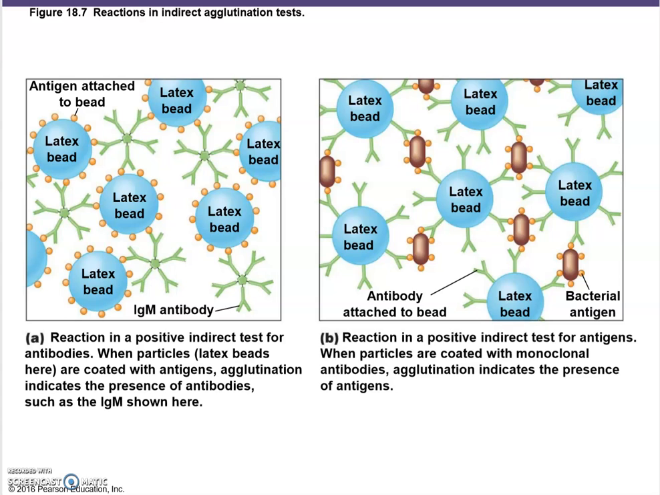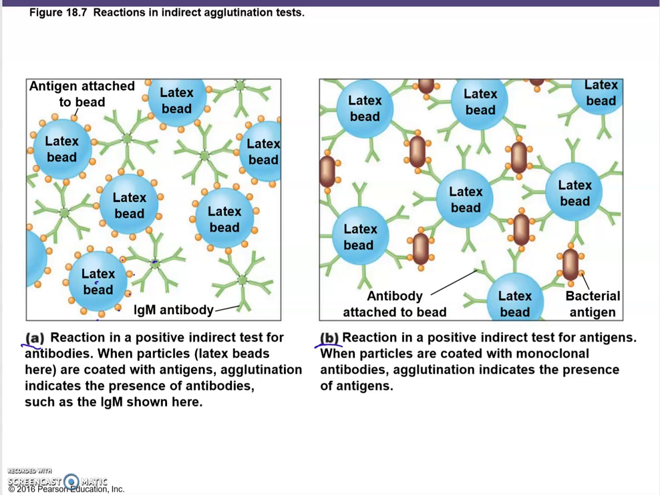Let's continue here with indirect agglutination tests. In panel A, you have an example where you have latex beads that are coated with antigens, in sort of this golden color right here. And the agglutination, if it's present, it indicates the presence of antibodies such as the IgMs that are shown here. So you have IgMs right here, and if you see an agglutination reaction, you know that the antibody has found its target, which is these coated latex beads.